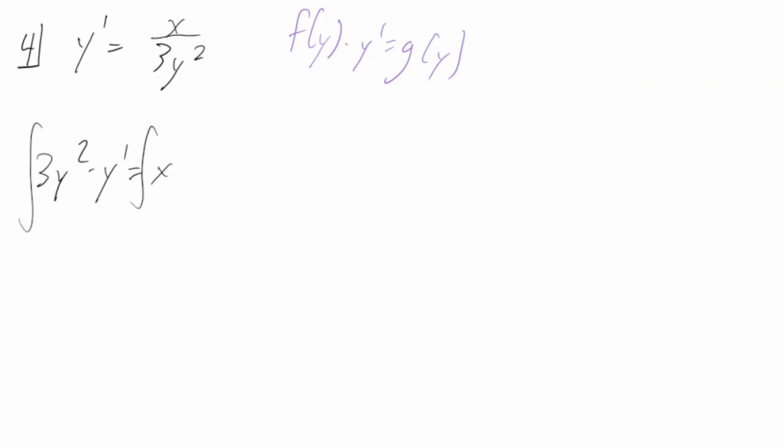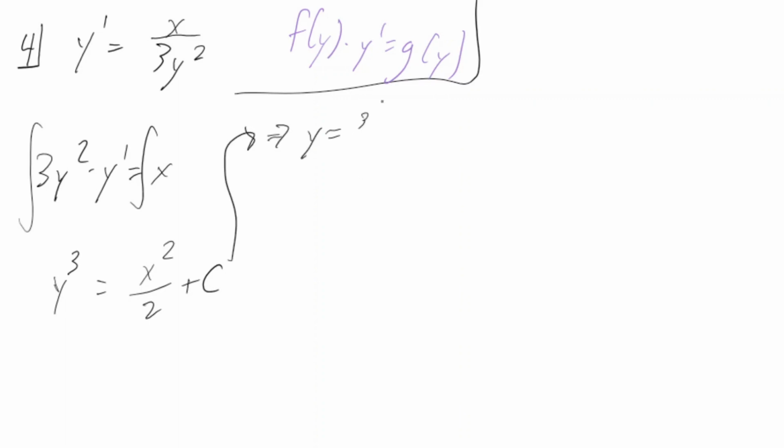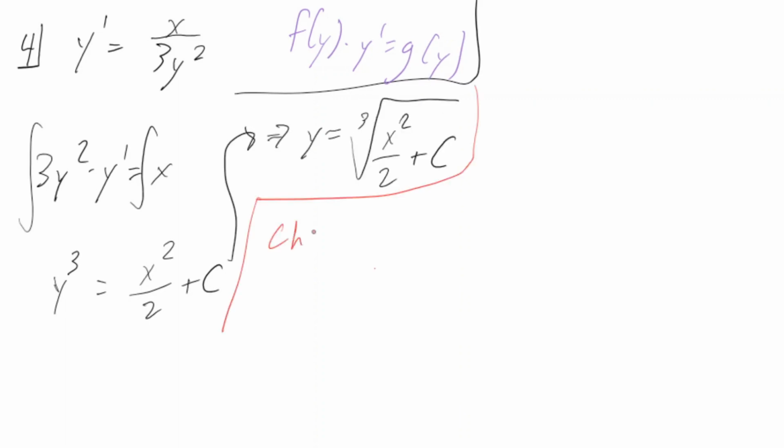And we integrate both sides, and we get y cubed equals x squared over 2 plus c. And taking the cube root, we get y equals the cube root of x squared over 2 plus c. And that's our general solution. We should always check it.